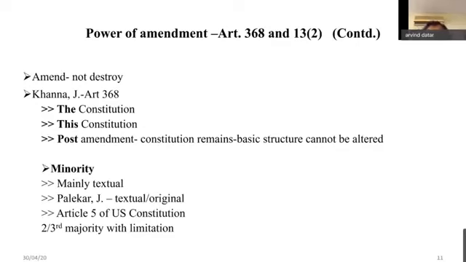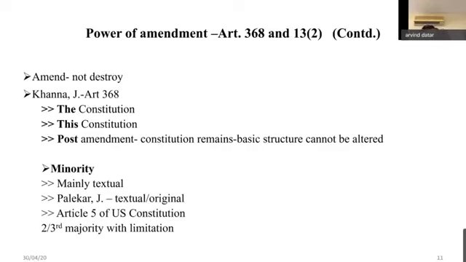Take Justice Palekar's judgment, which I have cited. He makes a very interesting argument. He says that 368, read the text. There is no such limitation. Why are you reading into it? And he refers to Article 5 of the US Constitution. That has similarity with 368.